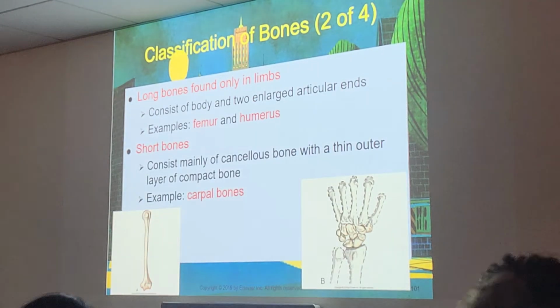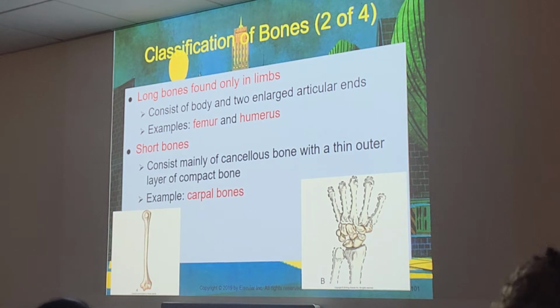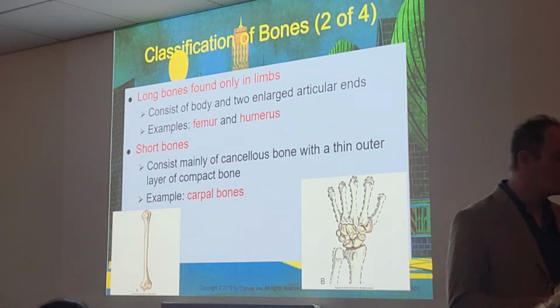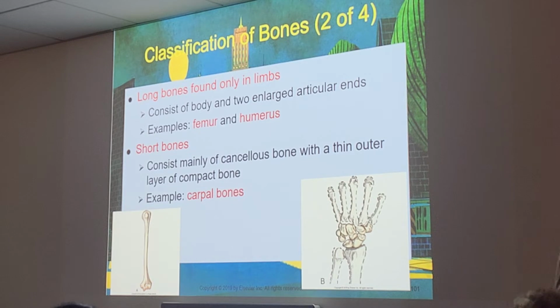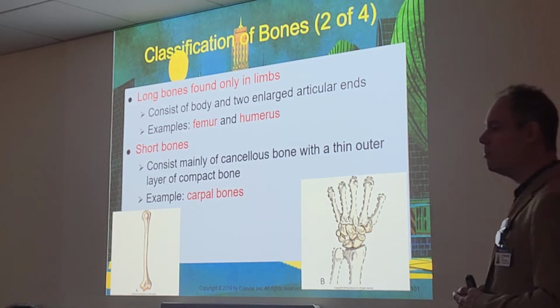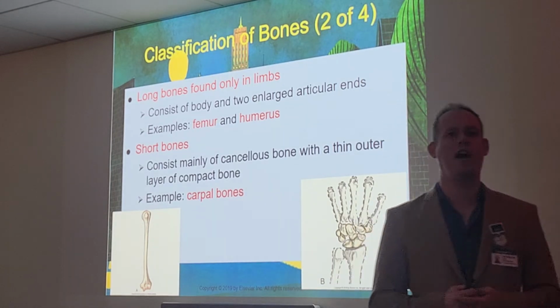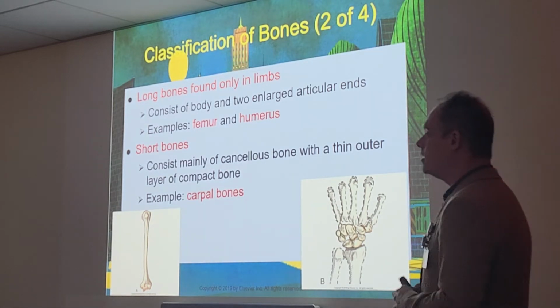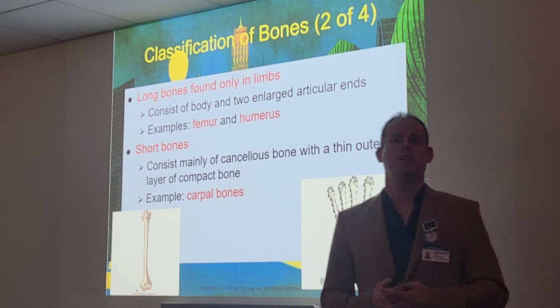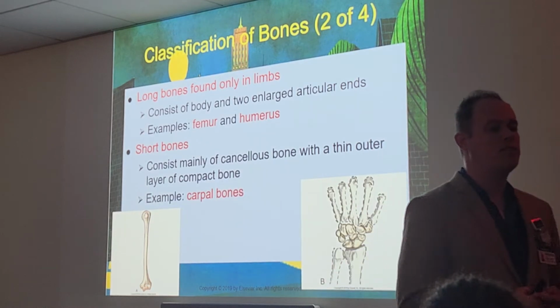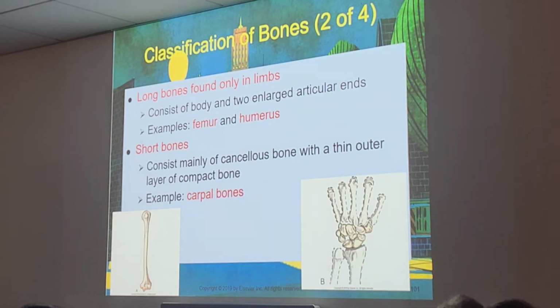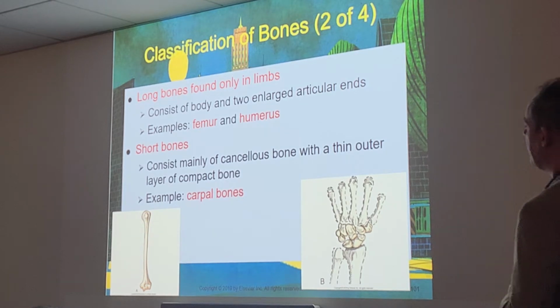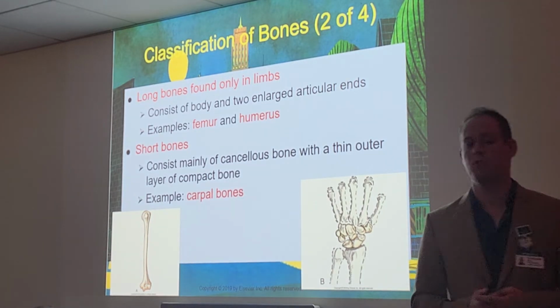So long bones, that's going to be the ones found primarily in your limbs. And that's when we're talking about the upper extremities and the lower extremities specifically. Those are all your long bones. Two most famous examples being the femur and the humerus. And they're classified by having a body and two enlarged ends. If you remember, that body part is going to be called the diaphysis. The two ends are called the epiphysis. That is the main characteristic. It has a body and two enlarged articular ends. Most famous examples being the femur and the humerus, but not the only ones.